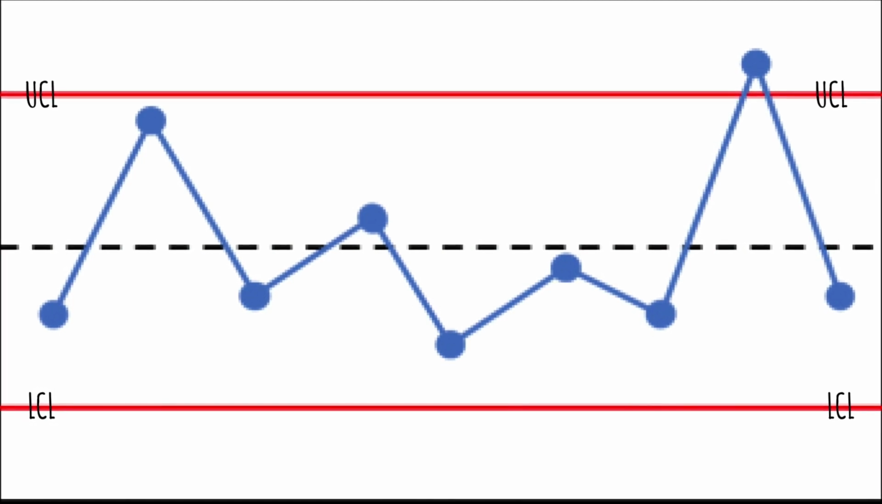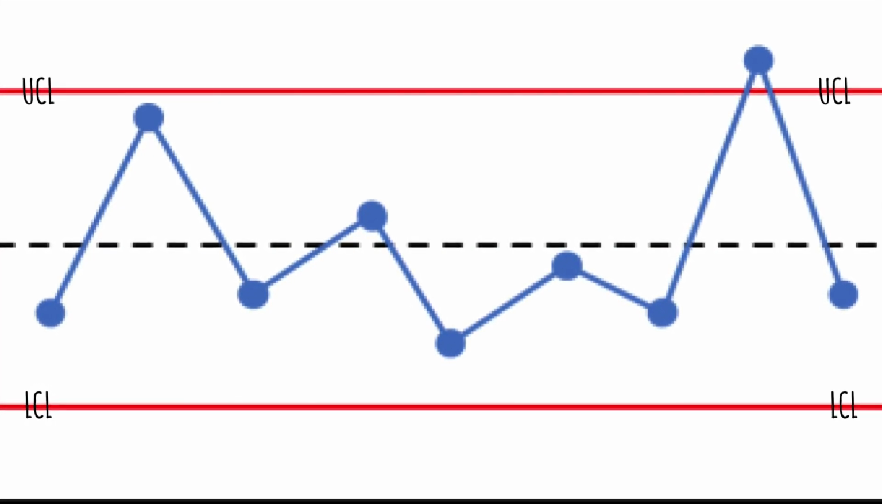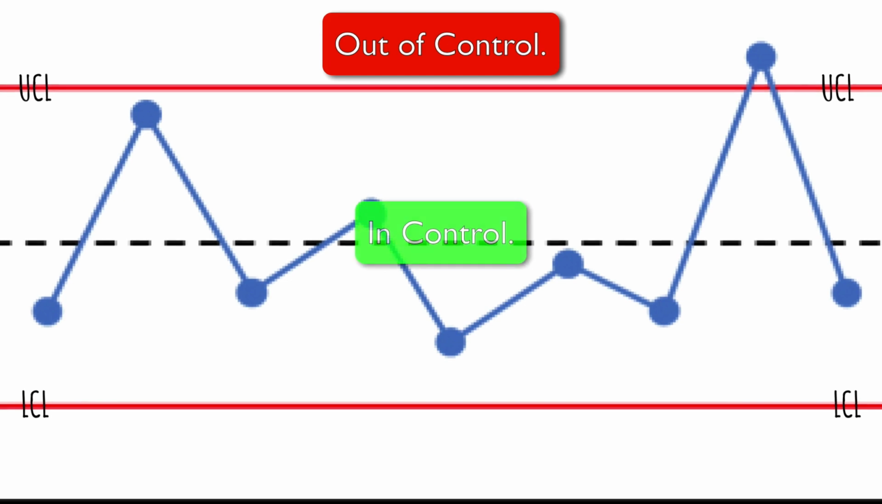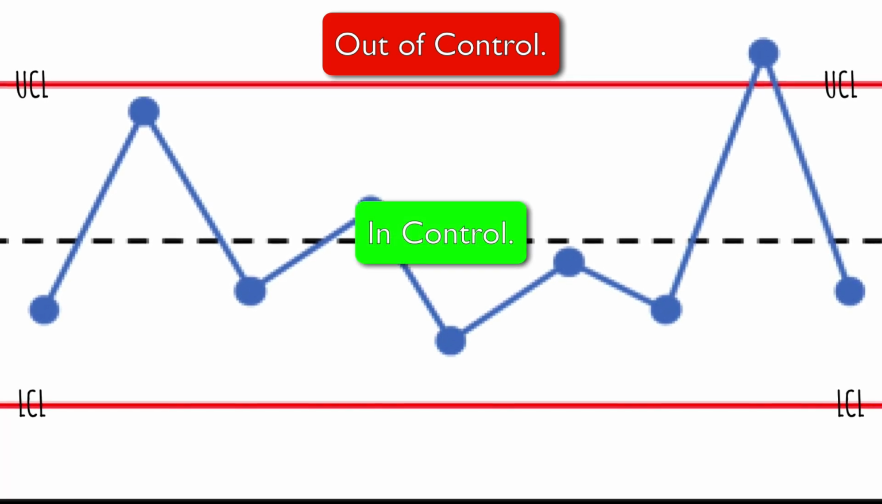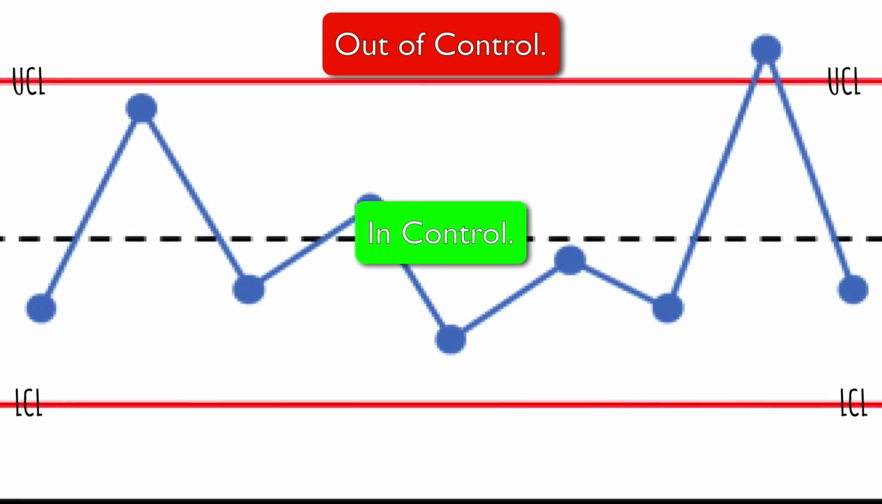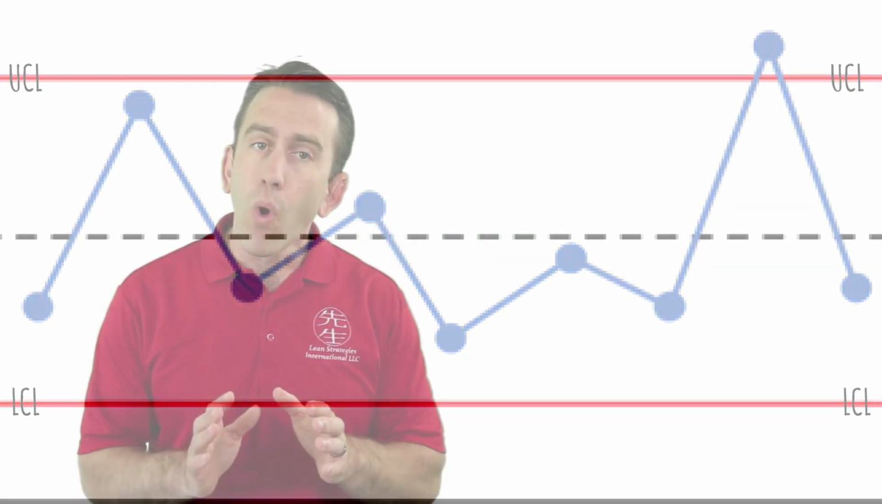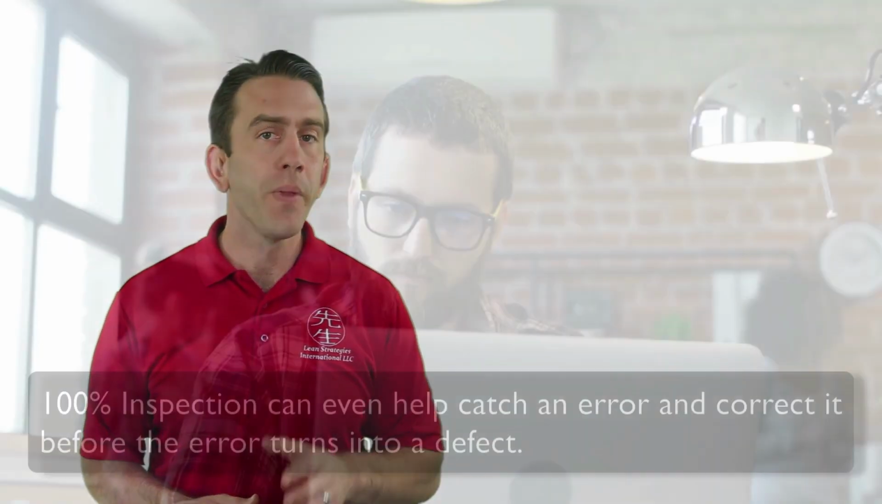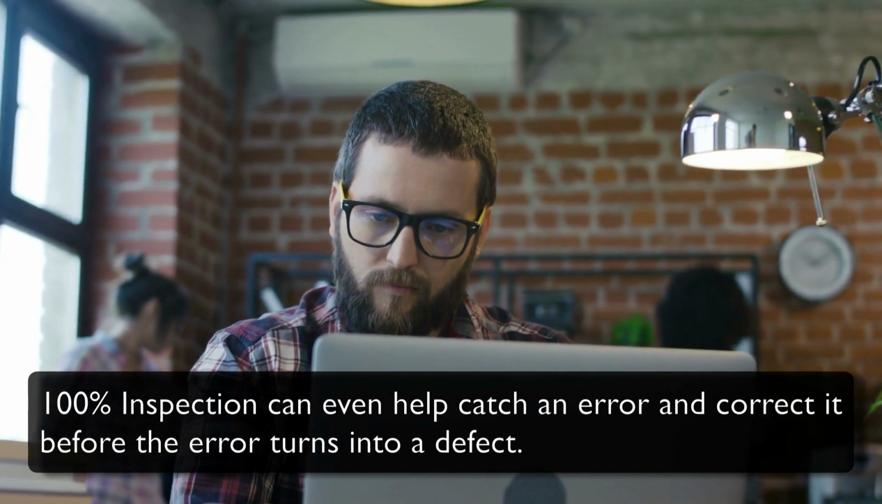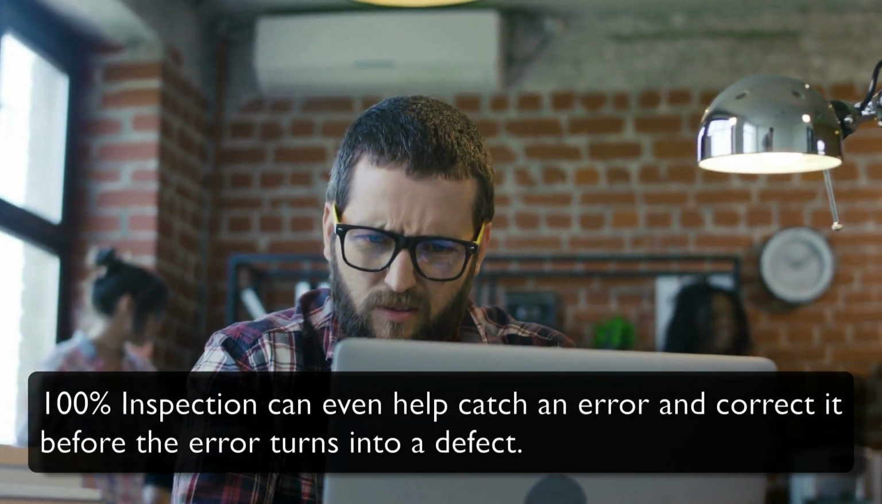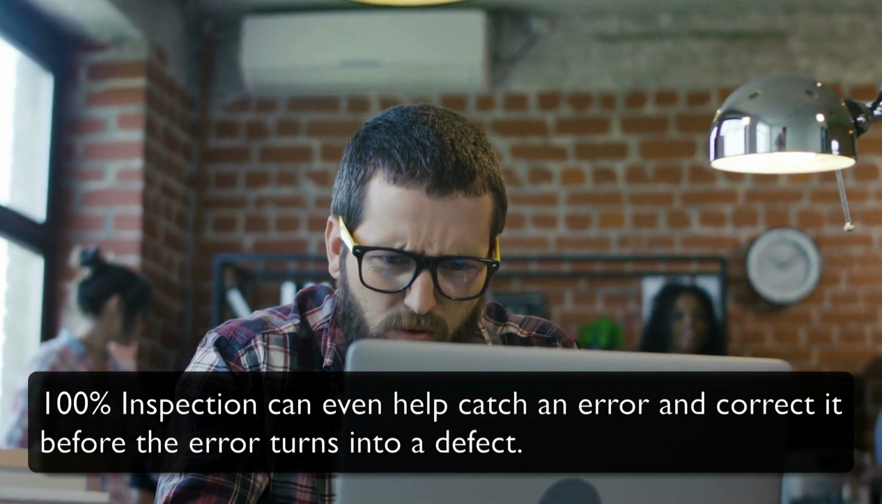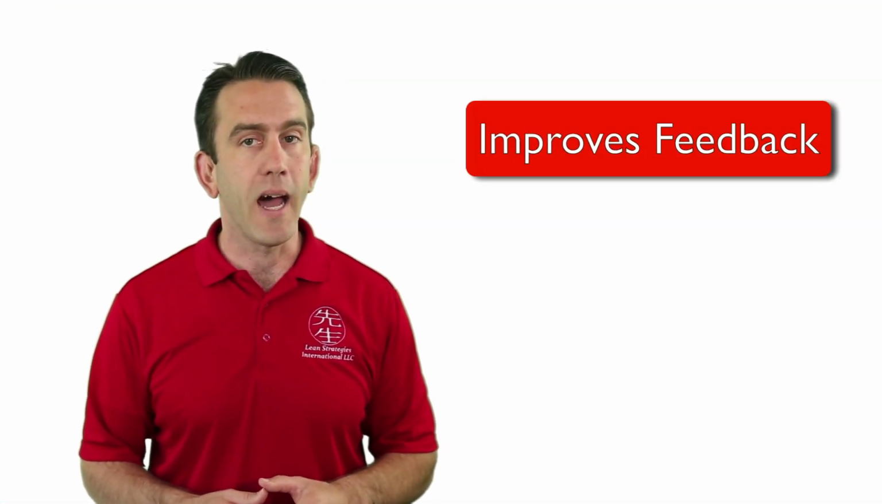Statistics in the form of control charts can show us whether or not a process is under control and do help identify processes that have variation in the output, but 100% inspection performed at the source maintains control of the process and prevents defects. It can even help catch an error and correct it before the error turns into a defect. 100% inspection also improves the feedback loop.